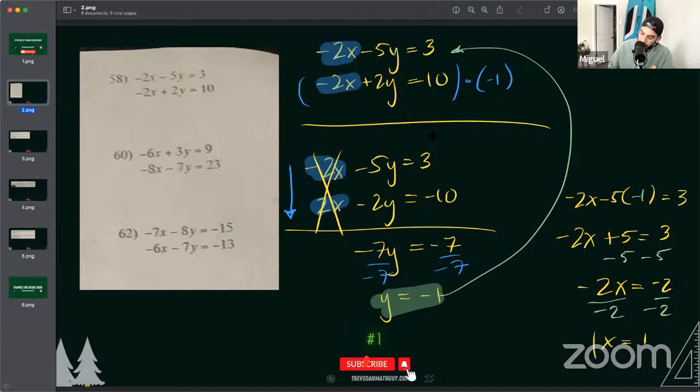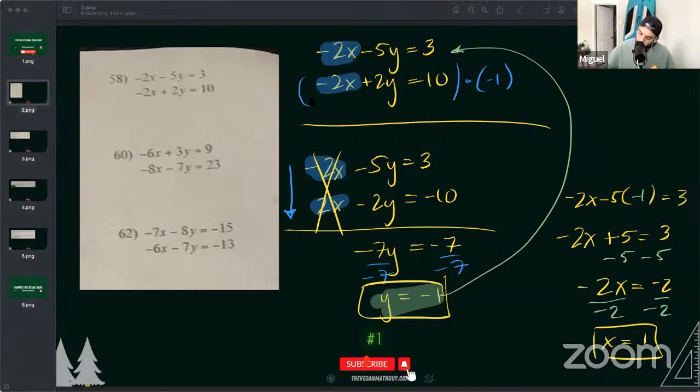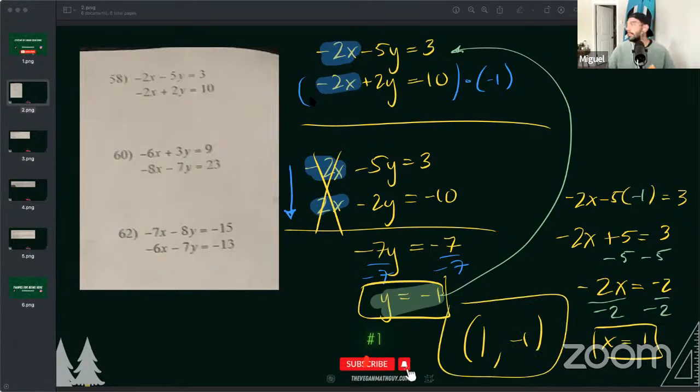Awesome. Now, typically, we can just say x is equal to 1, y is equal to -1, and call it a day. Usually, a lot of teachers are going to want you to write your answer as a coordinate because that's the idea. These systems are intersecting at a specific point. So that's exactly what we're going to do. We're going to write our answer as (1, -1).